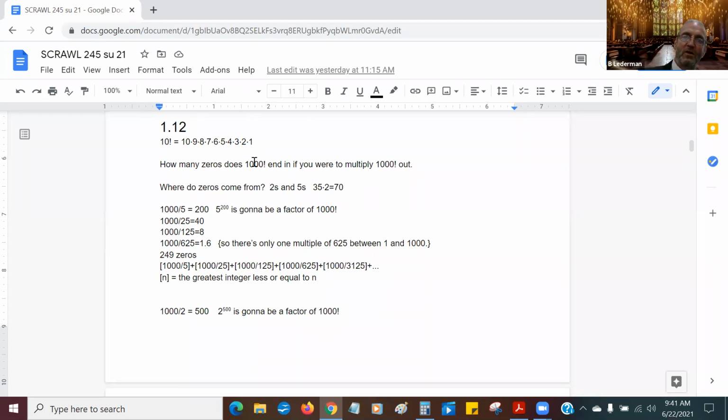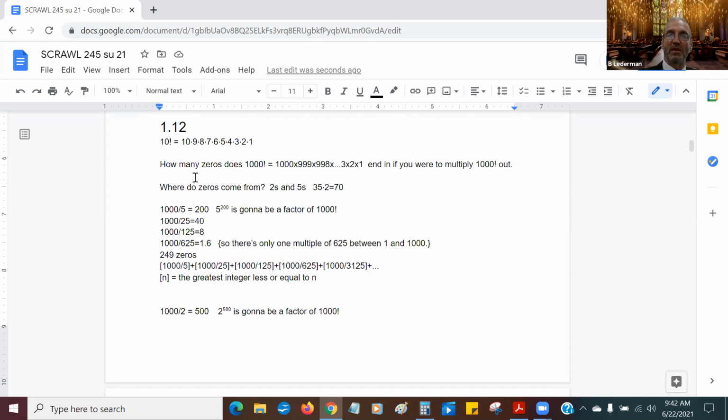Now, 1,000 factorial, let me just write this explicitly. That's equal to 1,000 times 999 times 998, all the way down to 3 times 2 times 1. So it's multiplying the first 1,000 numbers like this.